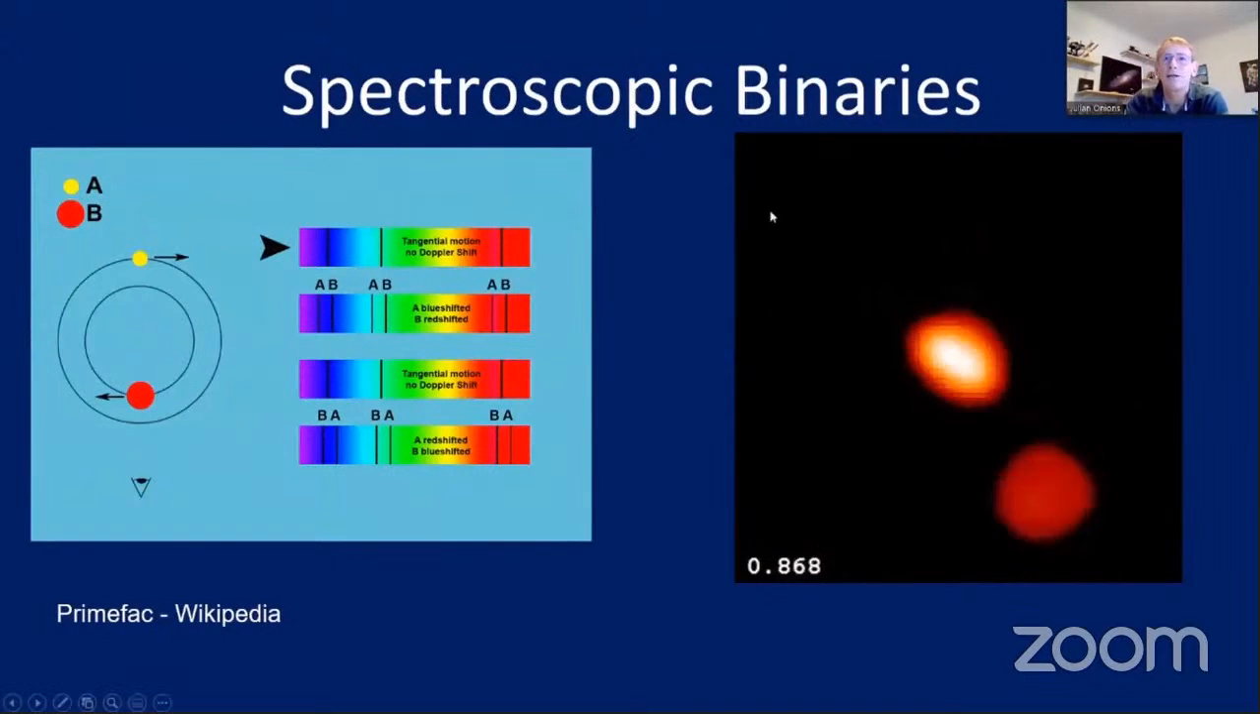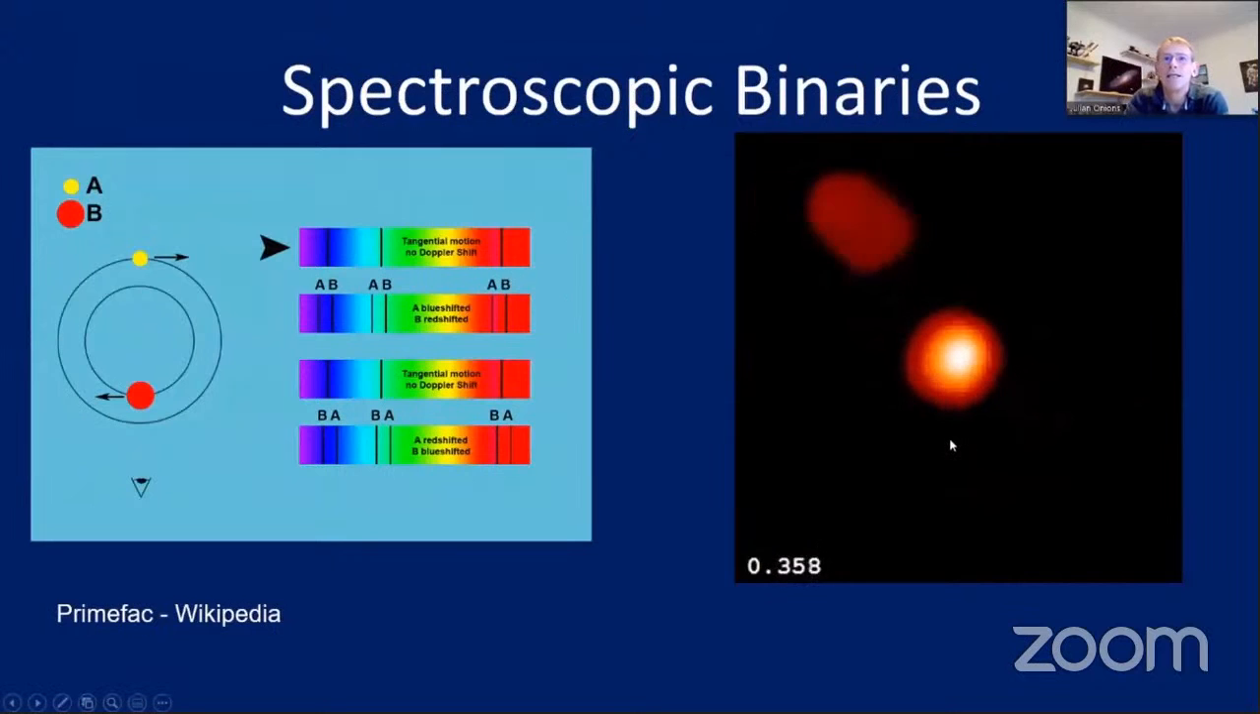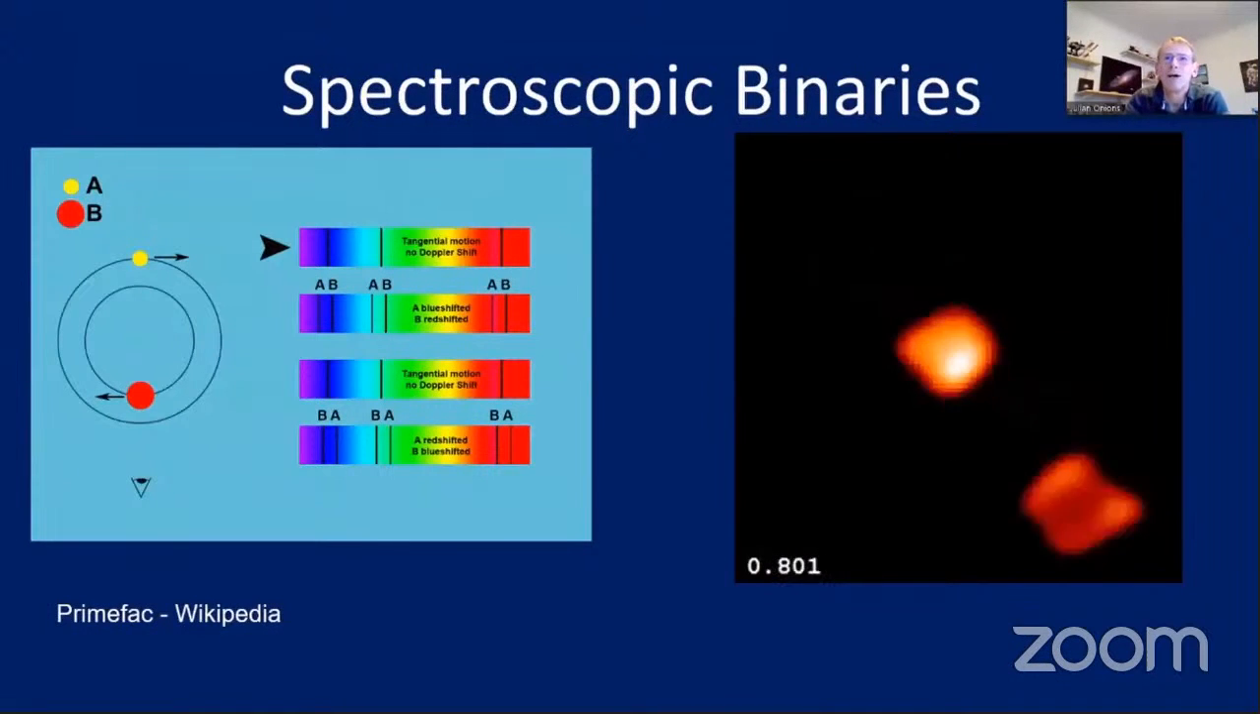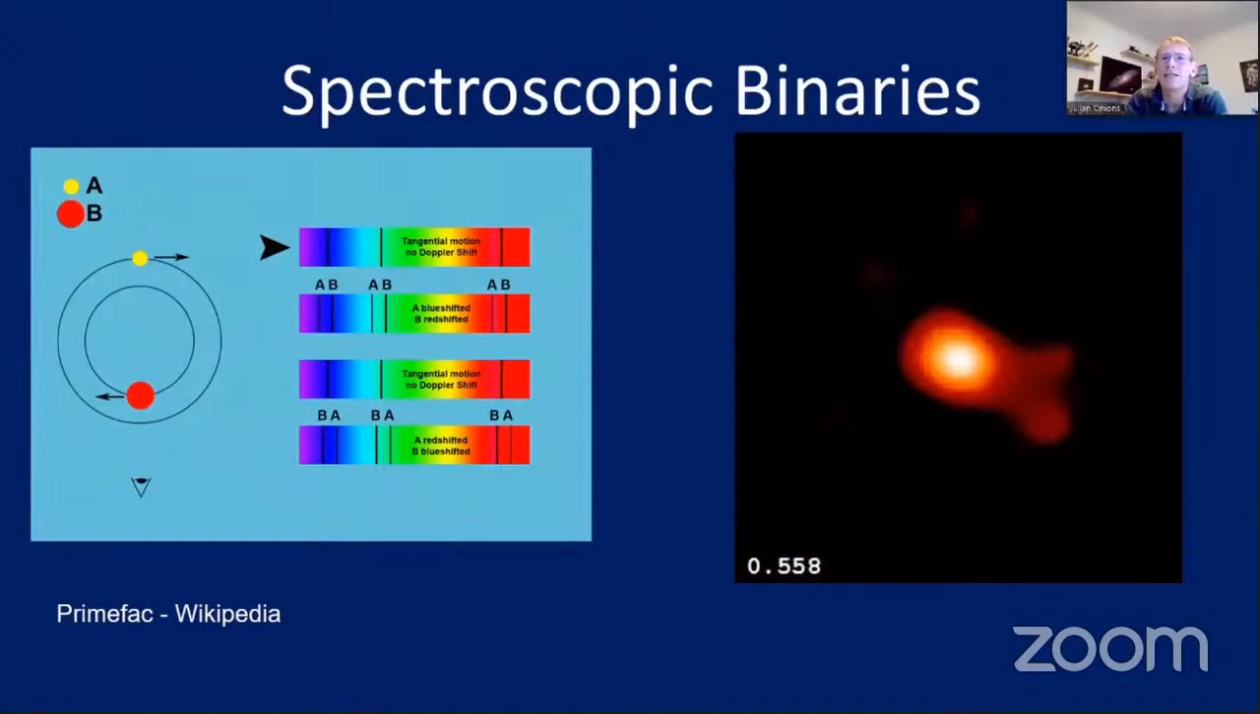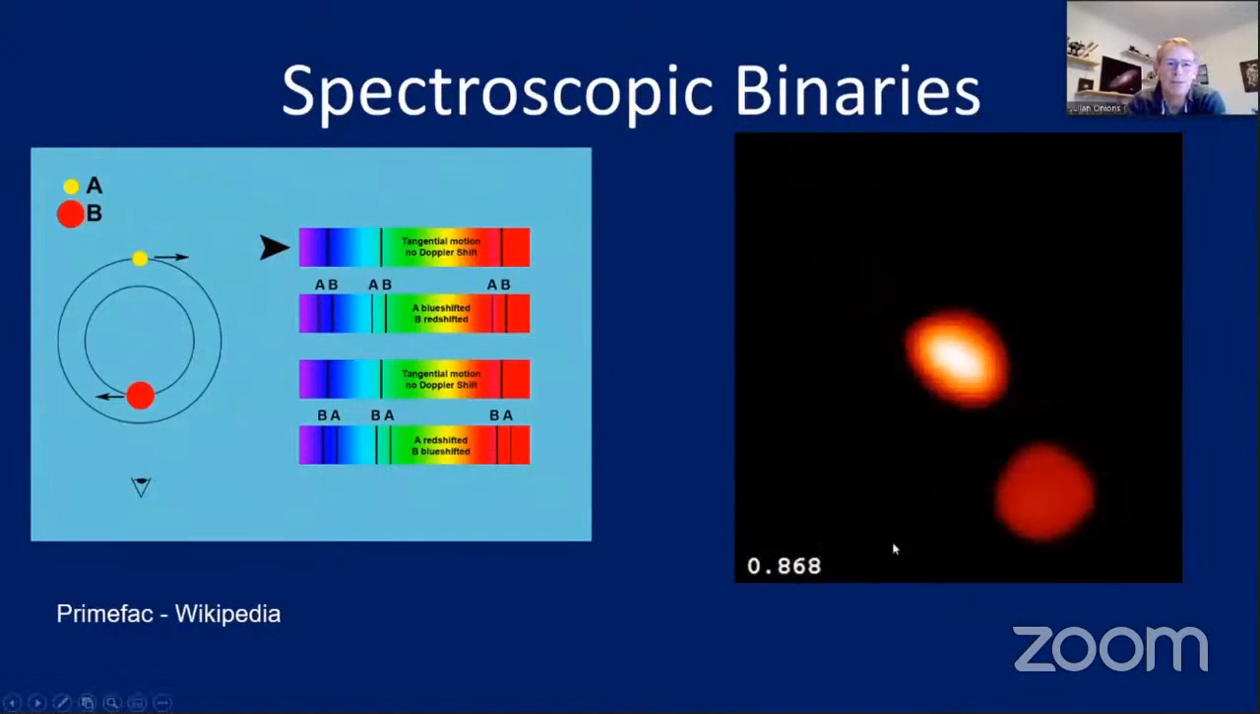But in this case, this is what was a spectroscopic binary, but now with a huge telescope on it, we have actually confirmed that it is two stars. But even then, you can see it's really quite blurry because it's very much at the limit of resolution.